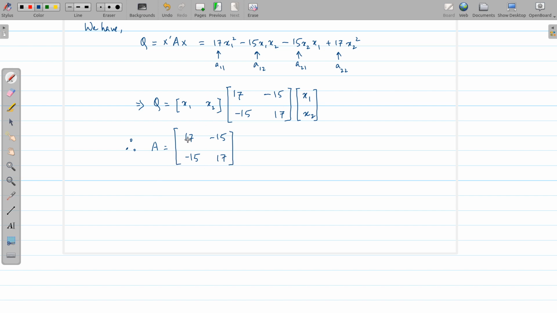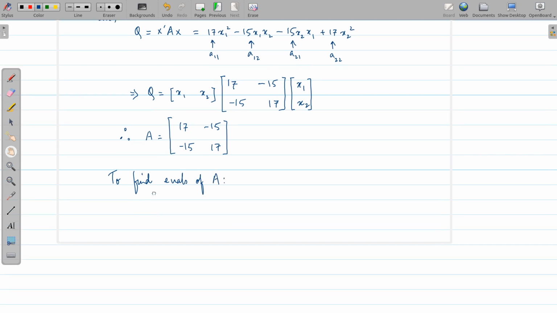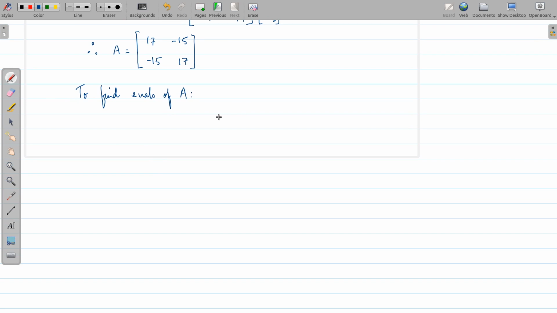Now we have to find the eigenvalues of this matrix A. What do we need to do? We just need to take the modulus of A minus lambda I, and this must be equal to 0. The identity matrix is a diagonal matrix with ones on the diagonal, so only the diagonal elements will have lambda subtracted. So we have 17 minus lambda, minus 15, and again 17 minus lambda. This is equal to 0.